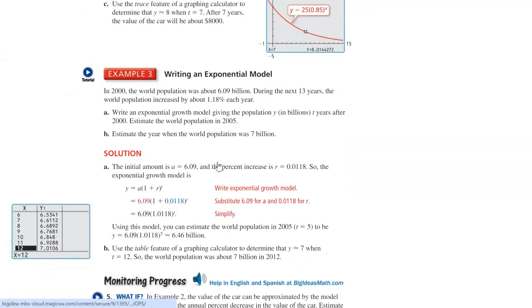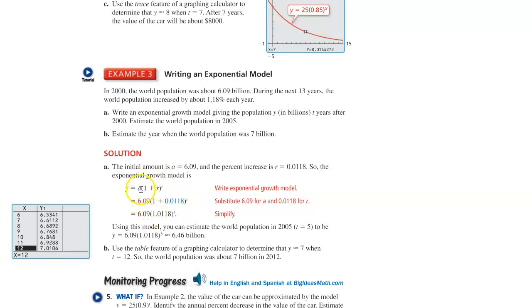Okay, the next thing is example number 3, which goes over how you would write an exponential model if you had some beginning value. Remember, a is the beginning value, and you have a percent increase, it looks like, yes, a percent increase over a certain time. What would it look like if you were going to write it? So it goes through the solutions there, so please go ahead and go through it.